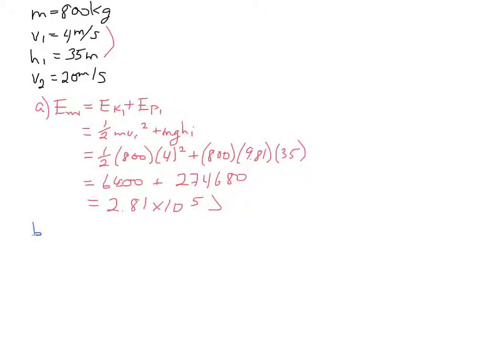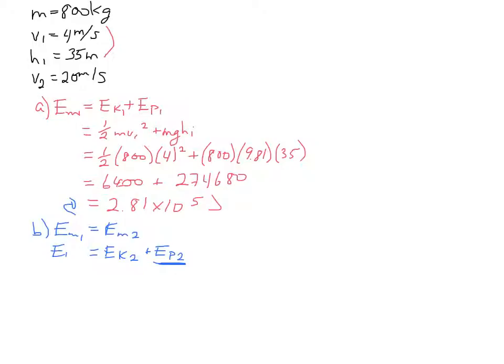For B, what it's asking for is the gravitational potential energy at the later time. We already know that our EM1 is equal to the number that we just calculated, 2.81 times 10 to the 5. But that has to be equal to our mechanical energy at the later time, because as we're assuming it's an isolated system, our mechanical energy must stay constant. Our mechanical energy on both sides is our kinetic plus our gravitational potential, and this is asking for our gravitational potential. So we're looking for this.